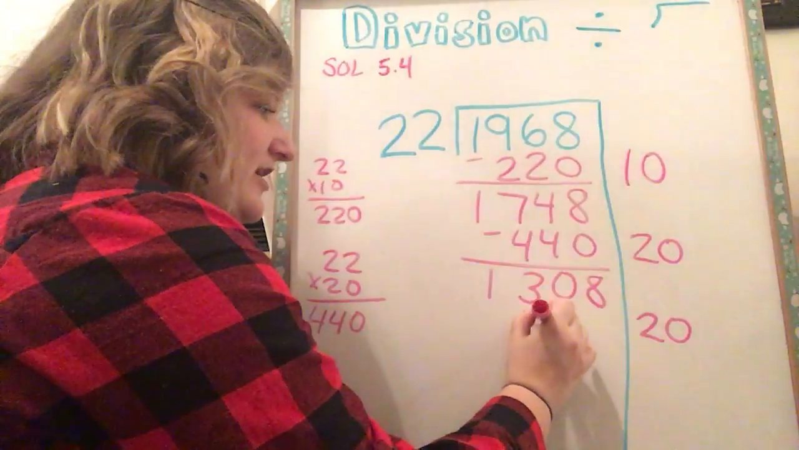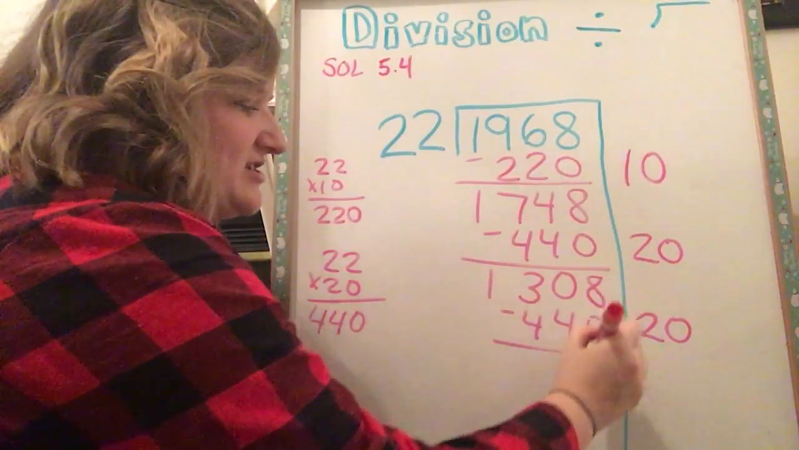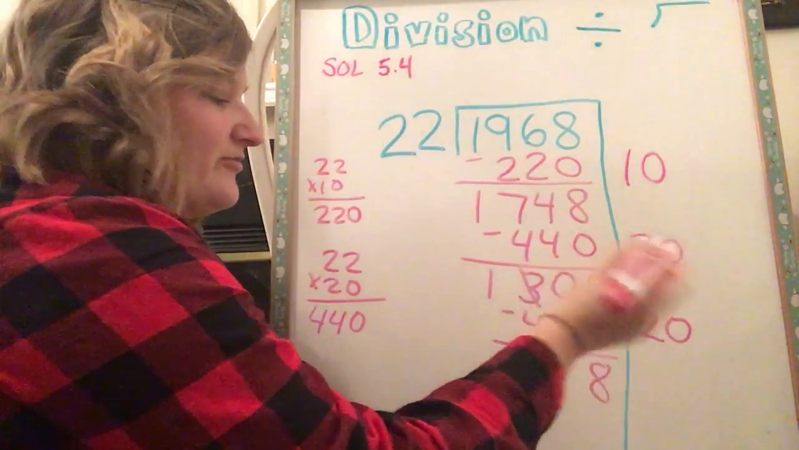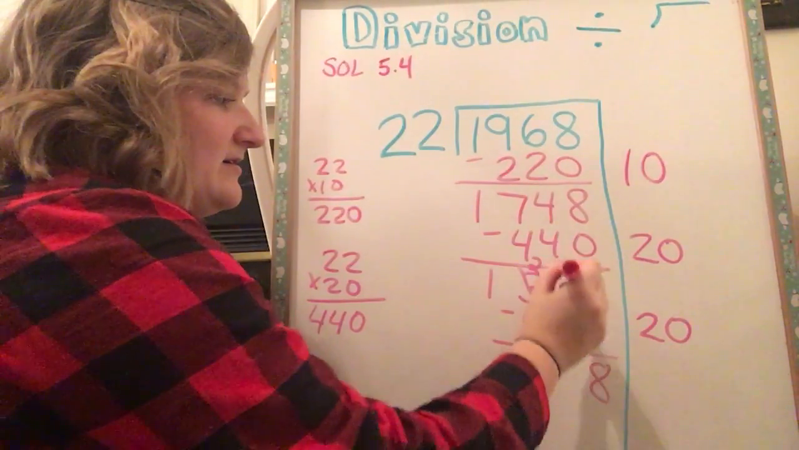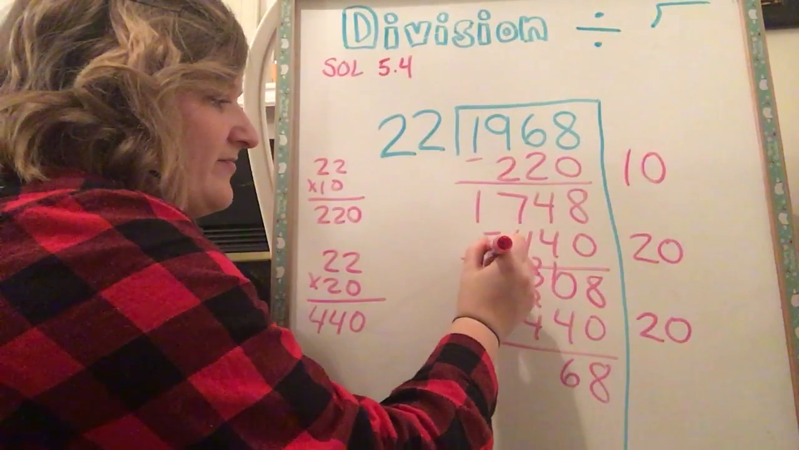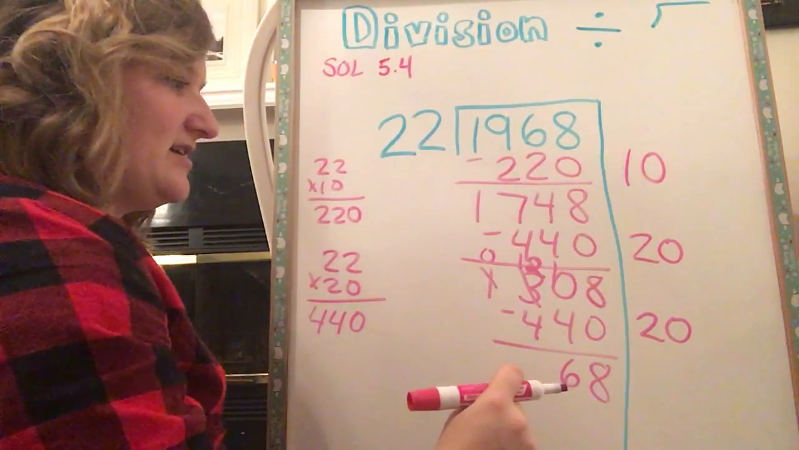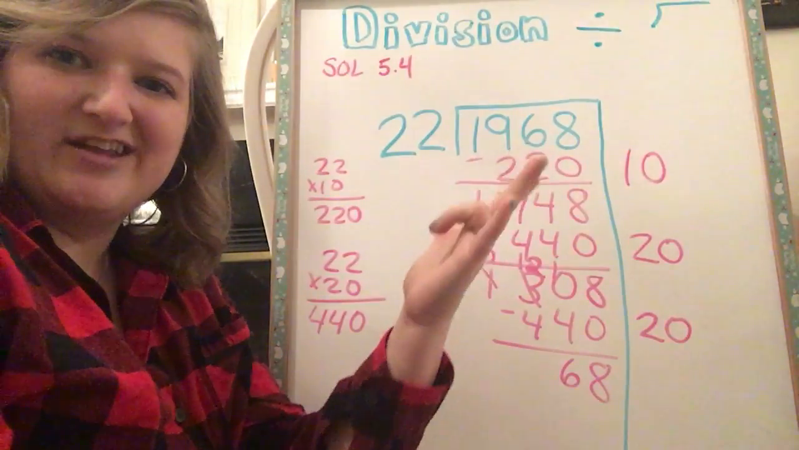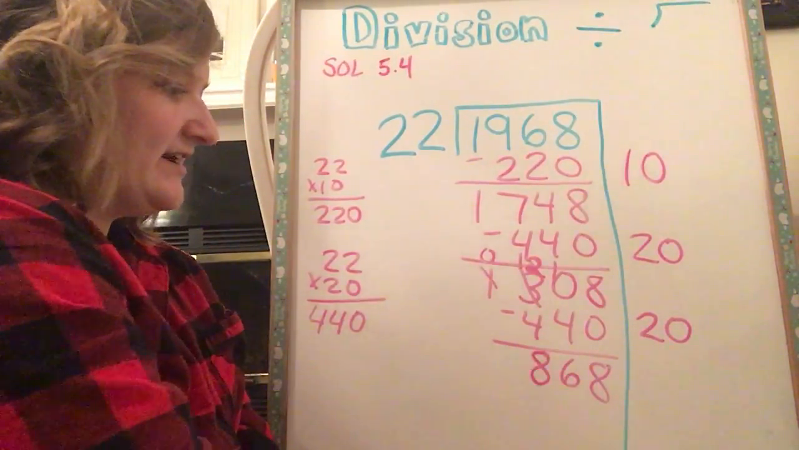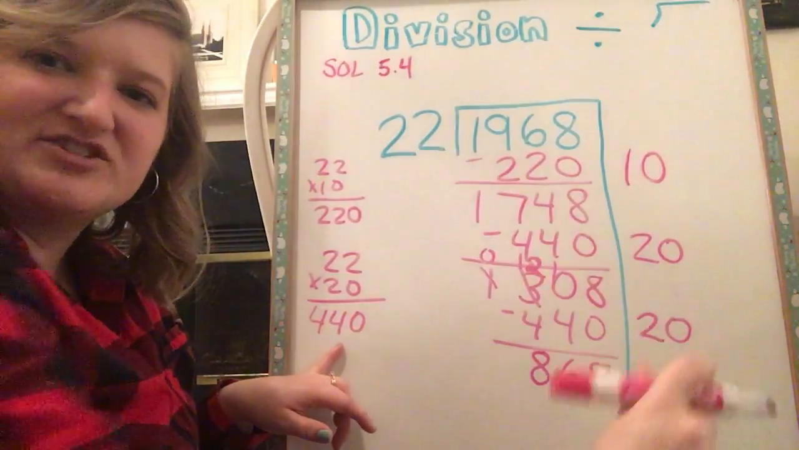Again, that's 440. If I subtract, 8 take away 0 is 8. 0 take away 4, I need to borrow or regroup. 10 take away 4 is 6. 2 take away 4, I need to regroup. 12 take away 4, let's see. 5, 6, 7, 8, 9, 10, 11, 12. No shame in using some fingers. 868. So can I take another 20? Yeah, I have enough. Let's do another 20.